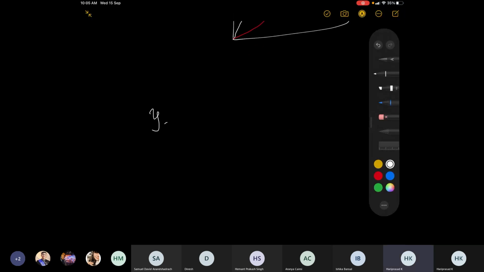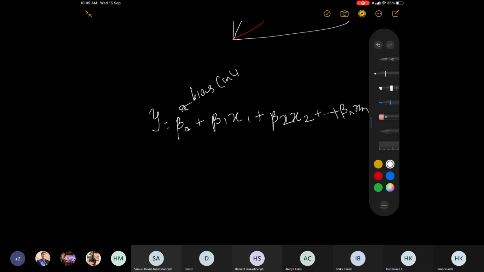So your output y is a linear combination of various input variables. Ideally speaking, this beta naught, of course, you call it the bias or intercept, and these are the coefficients corresponding to each of the predictors. And this is the model output, which I call y.